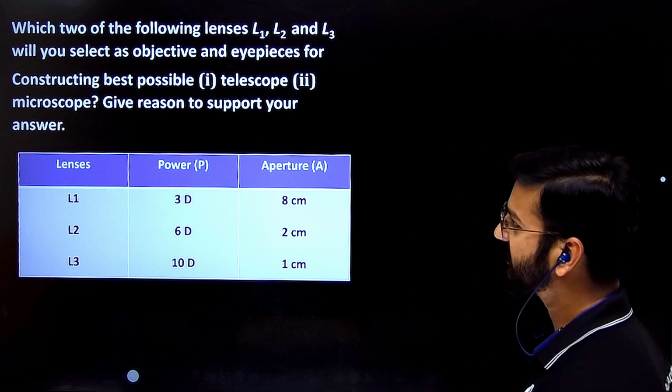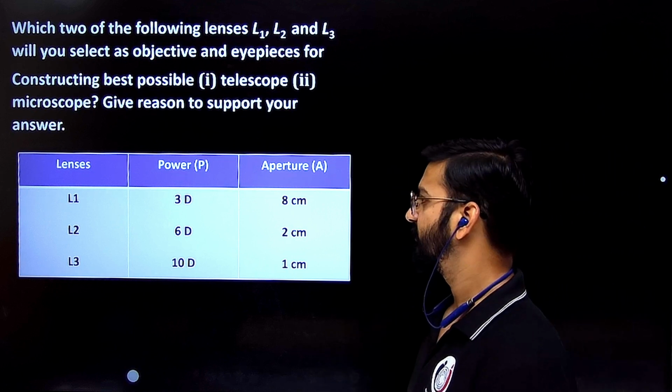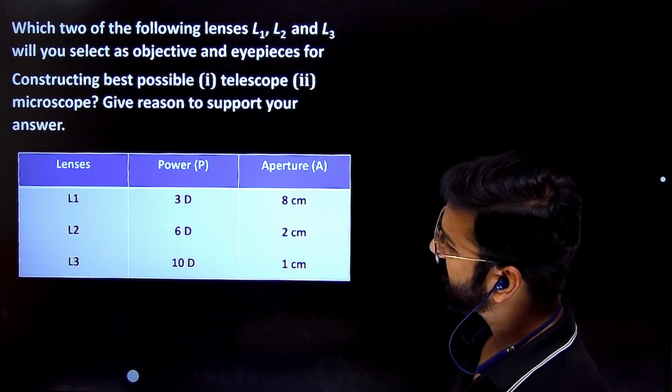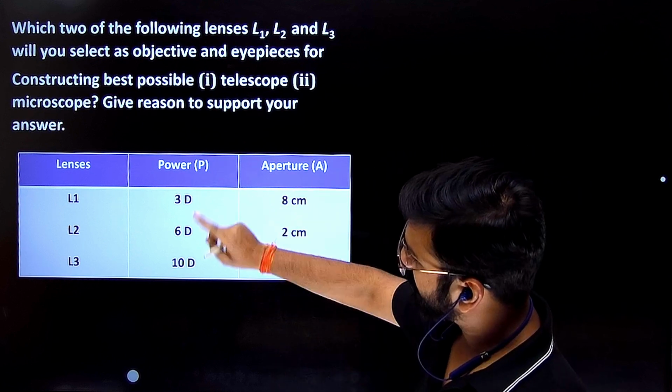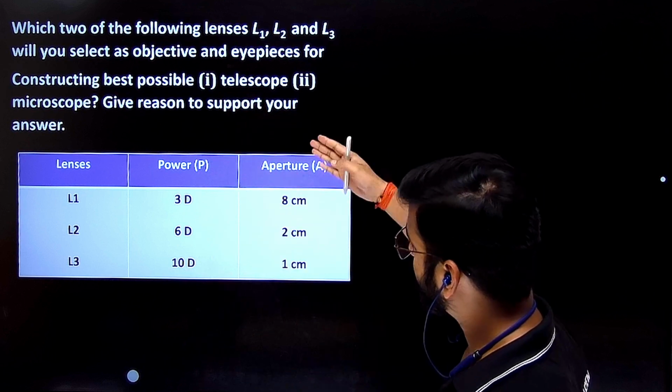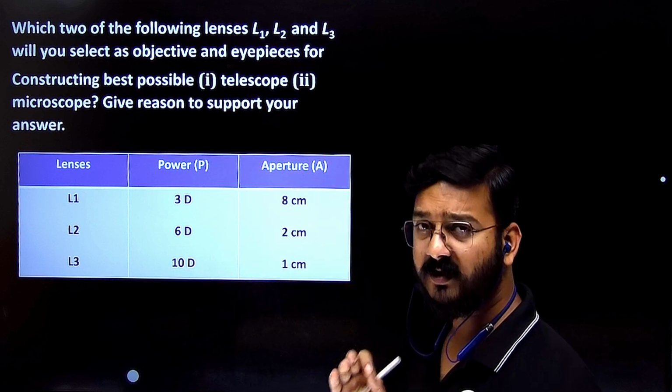If you see the next question, in this question, we have a table. In this table, how many lenses are given? Three lenses, L1, L2, L3. We have two more columns. In the first column, we have the data of the power of all three lenses. And in the third column, we have the aperture.